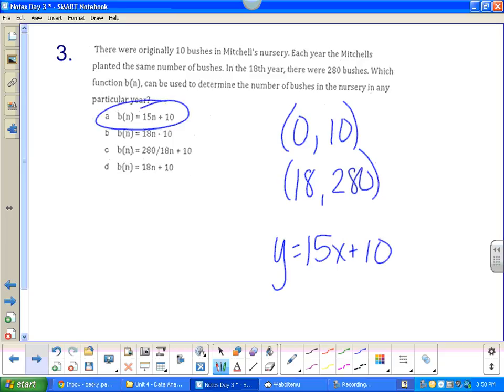Again, feel free to take your time and go practice that on your calculator. Pause the video and practice that to make sure you can get the right equation.